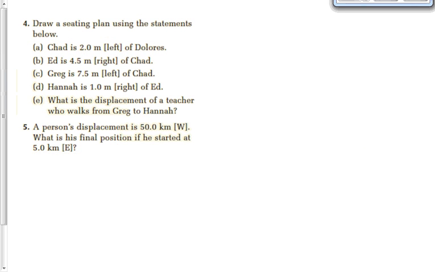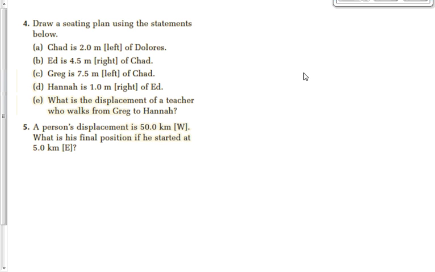Question number 4 says, draw a seating plan using the statements below. Chad is 2 meters to the left of Dolores. I know people were doing this yesterday during scheduled help, and a number of people started too far to the left or too far to the right and ran out of space on their page. I hope that doesn't happen to me.